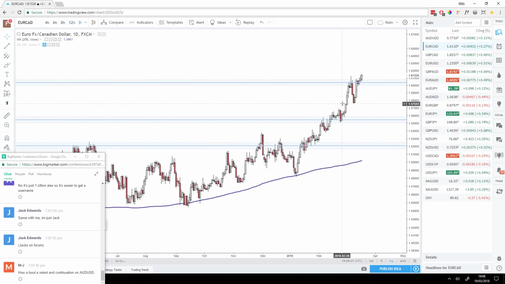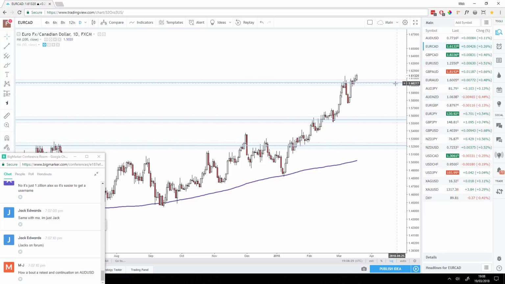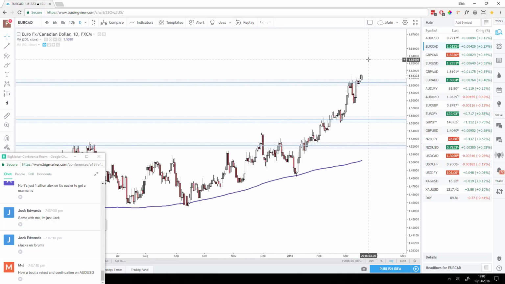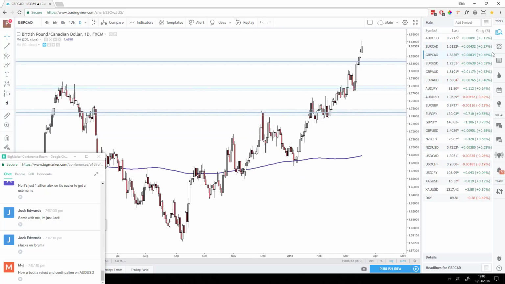All right, EuroCAD. Oh yeah, I was just trying to think, why do we have this pair open? Because I don't normally trade EuroCAD or GBP-CAD. Yeah, someone was asking about possible setups on here last week. But since I don't trade these, I'm just going to close them and we'll go straight on to EuroUSD.